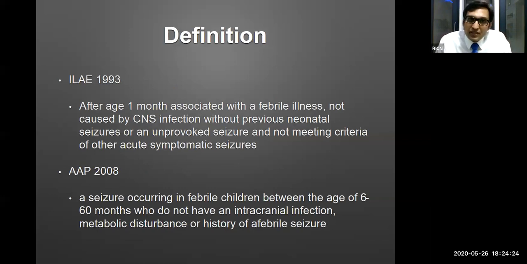There are two definitions at the moment which have slightly different age groups and slightly different wordings, but the essence is the same. The ILAE guideline states that after the age of 1 month, any seizure that is associated with a febrile illness, and this is important, it has to be associated with a febrile illness. The child could be unwell to start with, then have a seizure, and then the mother might identify that he's got a fever at that time. So that's a clear association with a febrile illness.